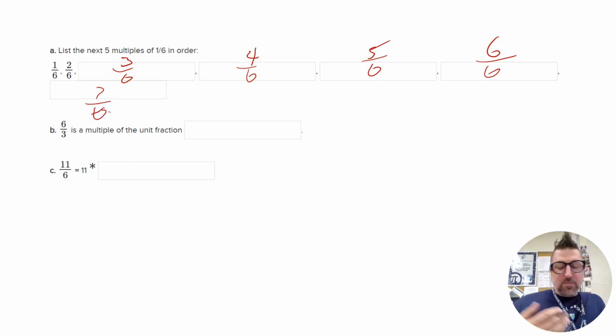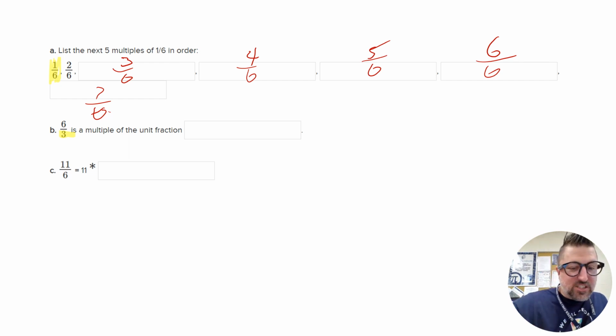Okay. If I'm looking at a fraction, 6/3 is a multiple of the unit fraction. My unit fraction is this right here. It's the thing that I'm having multiples of. So I have 6 is what I'm finding for this top one. Here, I'm not doing 6ths anymore. I'm doing thirds. So 1/3, 2/3, 3/3.